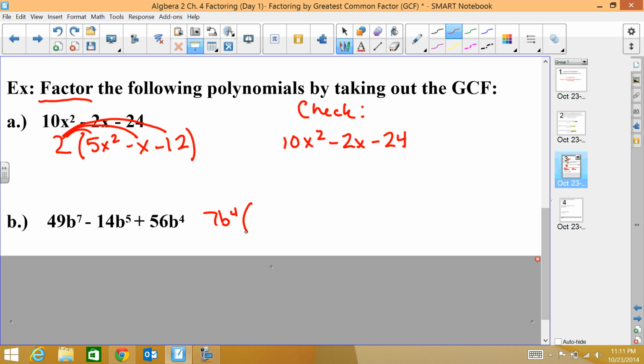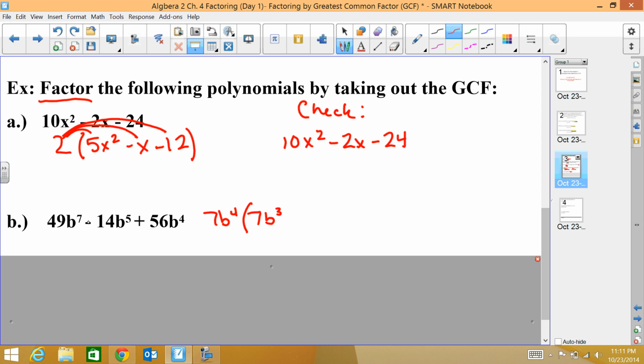If I divide that out, then I should be able to take that out of each part and see what's left. So 49 divided by 7 is 7. And if I take b to the 7th and I take out b to the 4th, then there would be 3 b's left, because 7 take out 4 would be 3. So b to the 3rd.